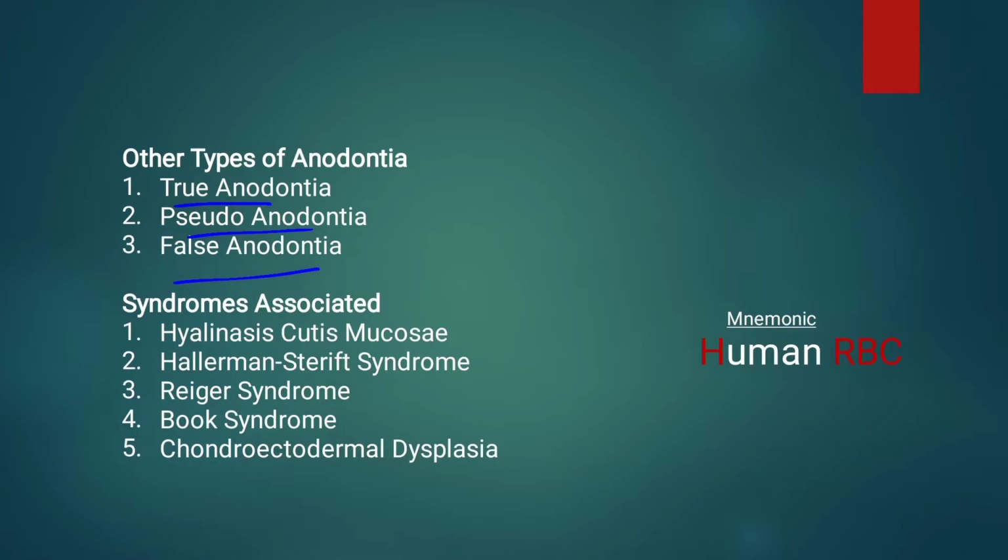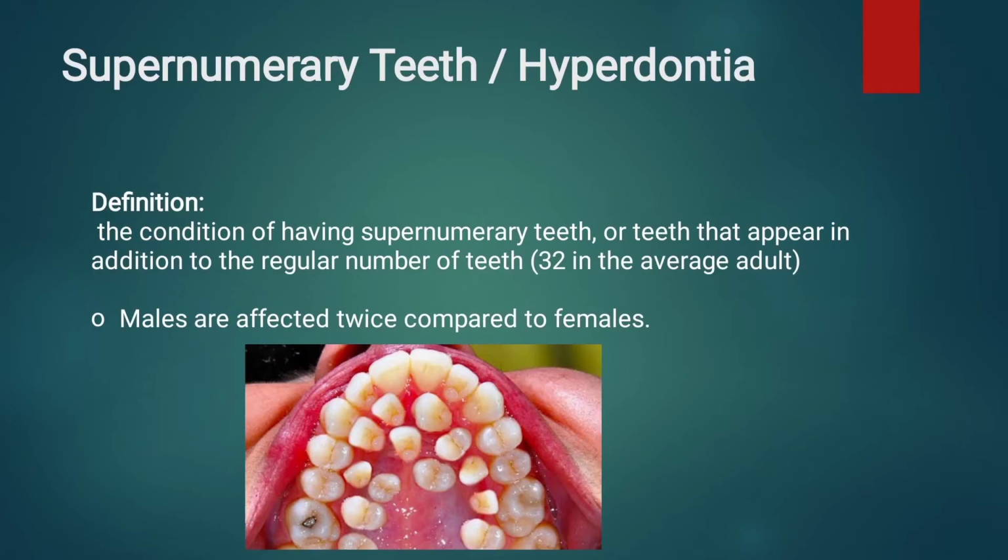What are the syndromes associated with anodontia? You can remember them from the mnemonic HURBC. From the H: hyalinosis cutis et mucosae, Hallermann-Streiff syndrome. From H there are two; Rieger syndrome; from the B, Book syndrome; and from the C, chondroectodermal dysplasia.